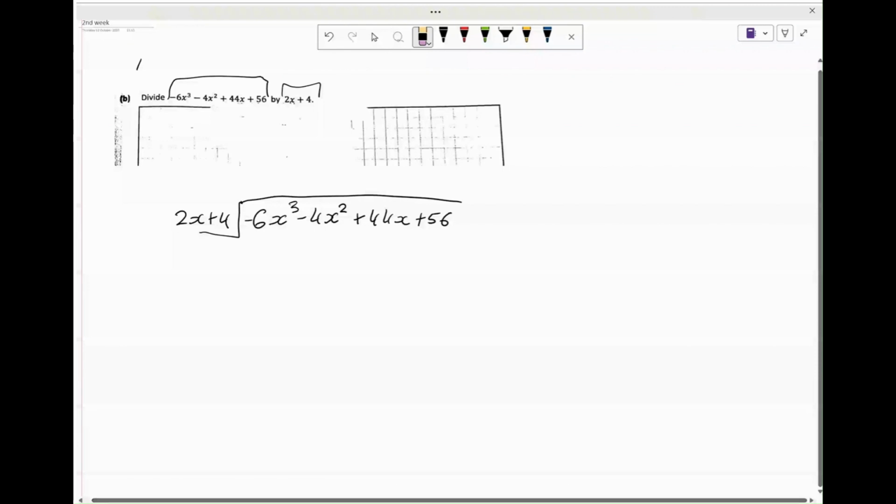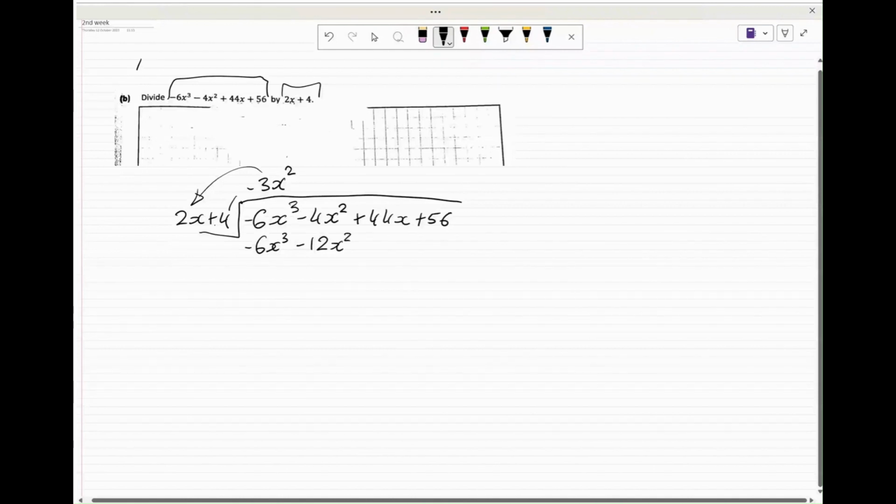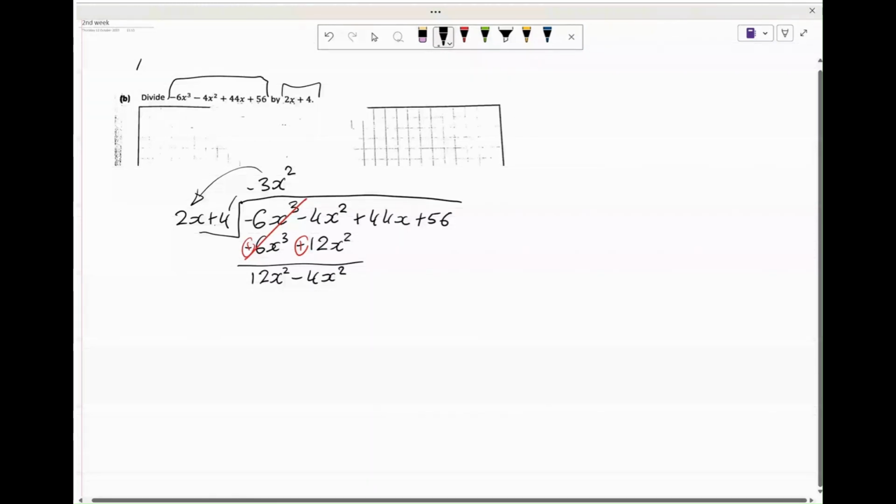So 2x into minus 6x cubed is minus 3x squared. So then this times this, minus 3x squared times 2x is the exact same. Minus 3x squared times 4 is minus 12x squared. We're going to change our signs. Then we're going to add the two lines together. So these two terms will cancel. And our line here is 12x squared minus 4x squared, which is actually 8x squared.